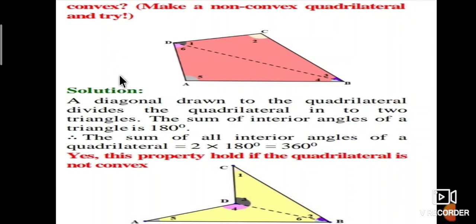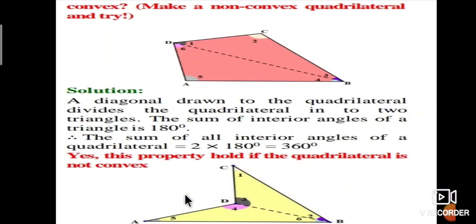The solution: the figure is a convex quadrilateral ABCD. A diagonal drawn in the quadrilateral divides it into two triangles. The sum of the interior angles of a triangle is 180 degrees. Therefore, the sum of all interior angles of a quadrilateral is 2 into 180 degrees, which is equal to 360 degrees. Therefore, the sum of the interior angles of a convex quadrilateral is 360 degrees.